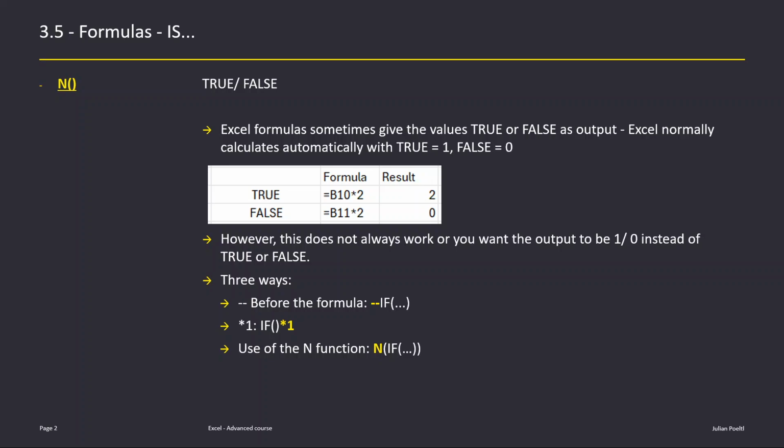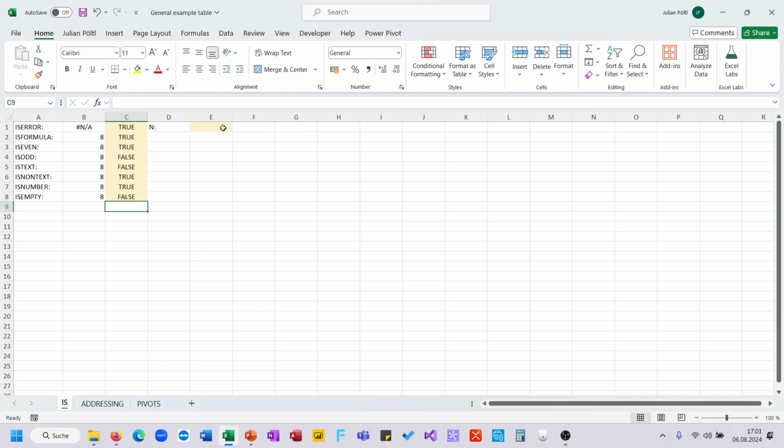But however, it does not work every time that way, and sometimes you will also want to have 0 and 1 displayed and not TRUE and FALSE values. Then there are 3 ways. You could either put a minus minus before the formula, multiply this formula with 1, or use the N function and enclose the formula then. So for example, here you could make this TRUE a 1 with the use of the N formula. And if it's FALSE, it will be 0.